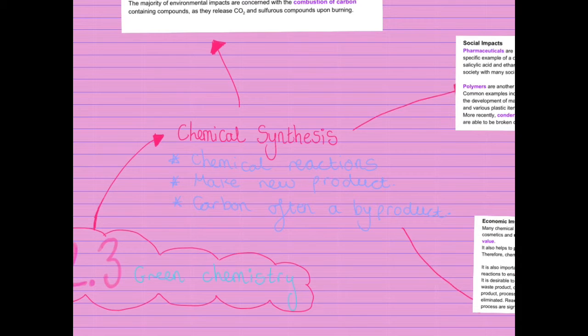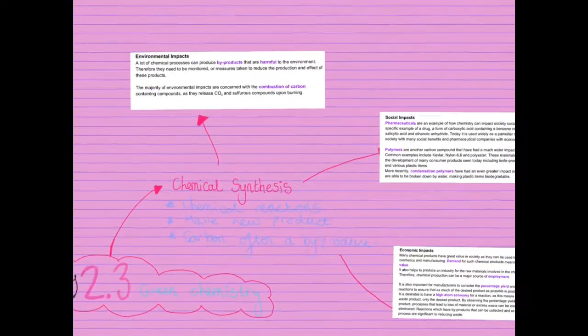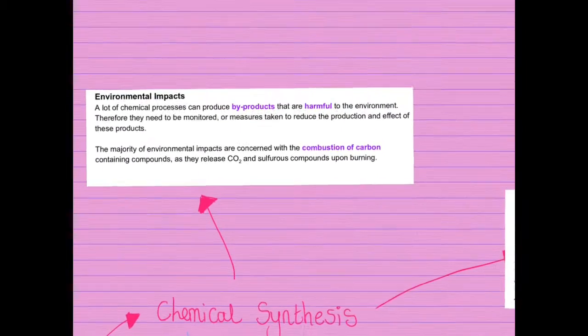The first one is looking at chemical synthesis, okay? So chemical reactions to make a new product, where carbon is often given off as a byproduct. So we're looking at making new products, whether that be making ibuprofen or making plastics. We're making a new product, and often carbon is given off as a byproduct. It's not something we want, but it's just given off. So what we want to look at then is the impact.